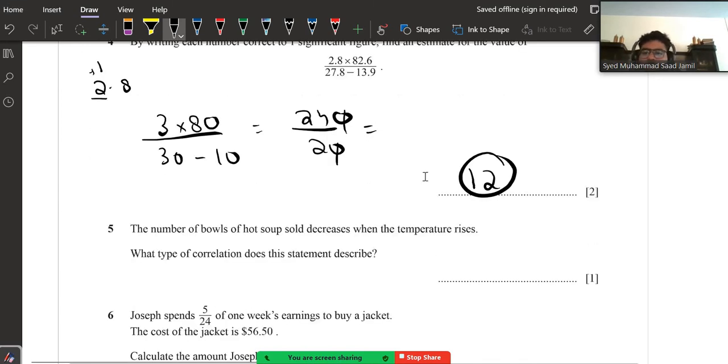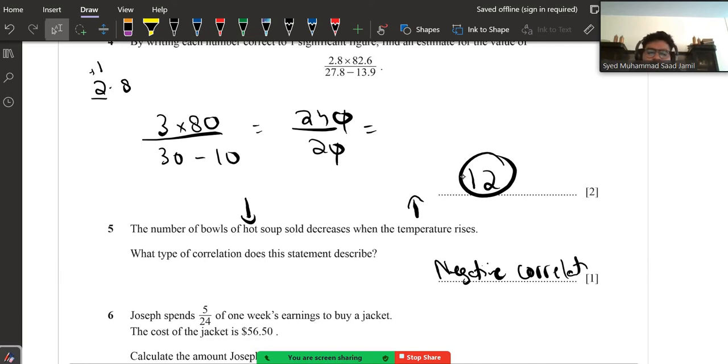Alright, moving on to the next question. It says the bowls of hot soup sold decreases when the temperature rises. Look, bowls of soup is decreasing, and temperature is increasing. So basically this is negative correlation. When one thing is increasing, the other is decreasing. Negative correlation, or you can say negatively correlated.